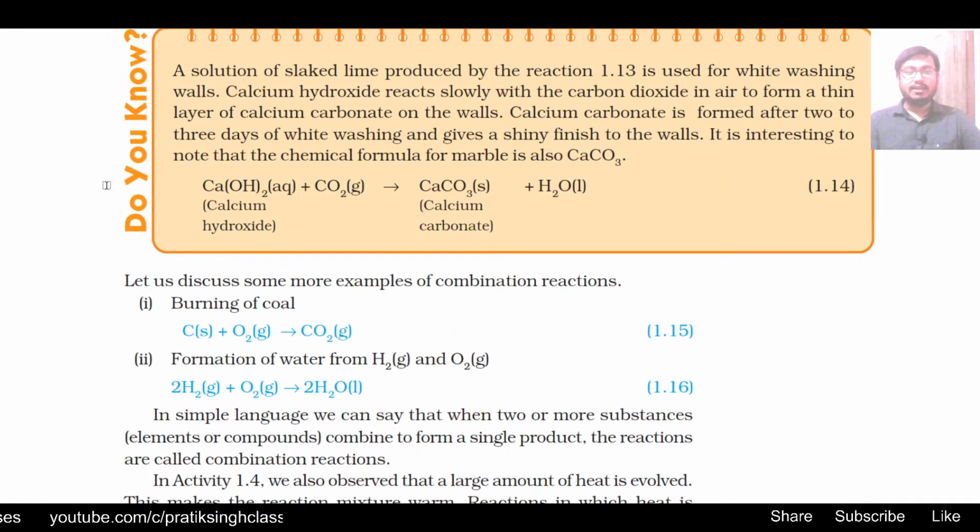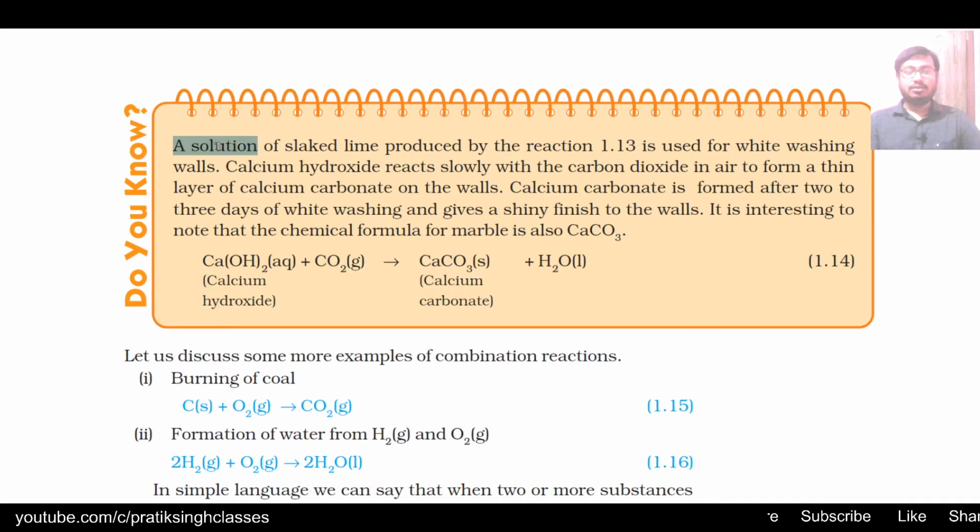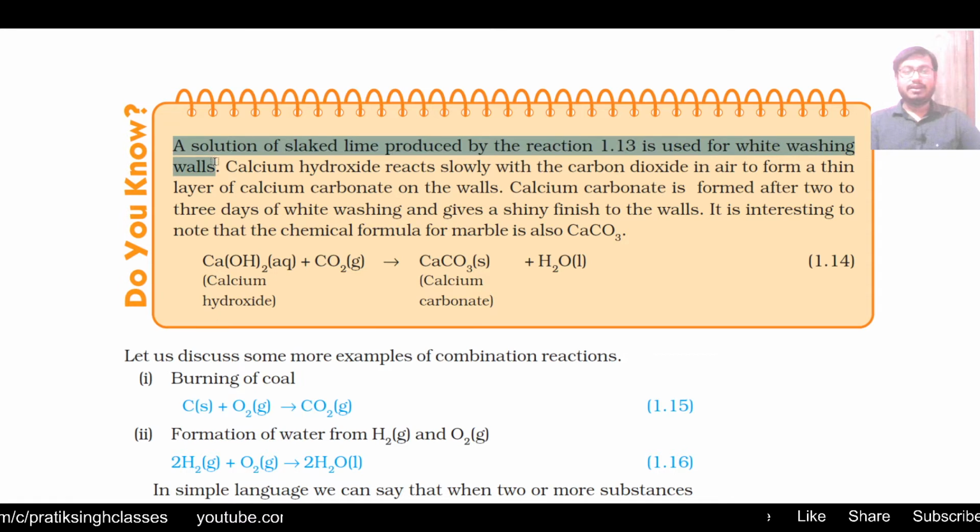Fine. Do you know a solution of slaked lime produced by the reaction 1.13 is used for whitewashing walls. Okay, the whitewash of our walls is done by mixing calcium oxide stones in water, and the mixture is poured in a vessel and rubbed on the walls for giving it a white dazzling color.